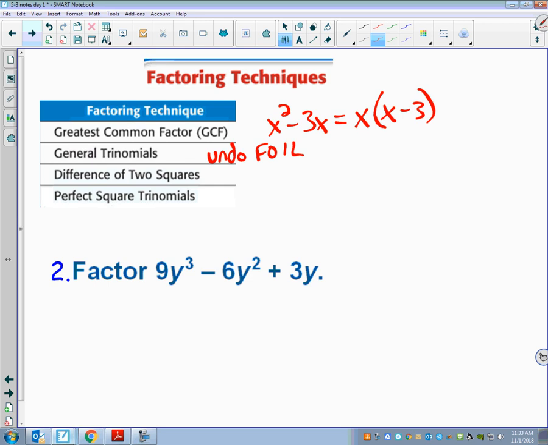And then we have some special ones. The difference of 2 squares is like a squared minus b squared. That factors into a minus b and a plus b because you get nothing in the middle.